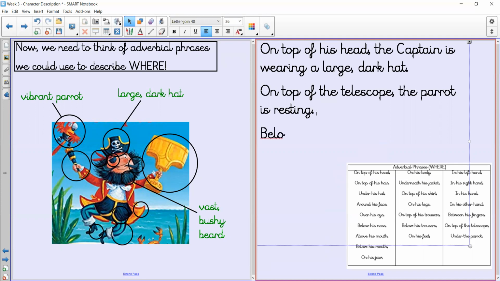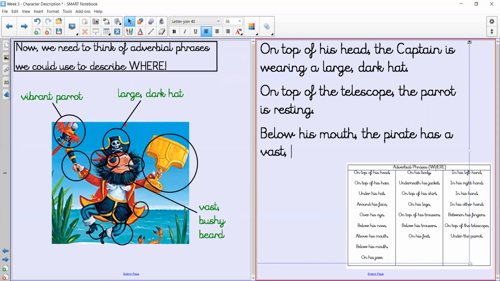So below his mouth, and you will have noticed, just like last time with every adverbial phrase that's at the front of our sentence, we're going to put a comma, because that shows that this here is separate from our main clause, the rest of our sentence. So below his mouth, the pirate, you could say he, the captain, the man. Below his mouth, the pirate has a, now I'm going to go back over here. What adjectives have I used? Vast and bushy. A vast, bushy beard. I'm going to read my sentence through to check that it makes sense.